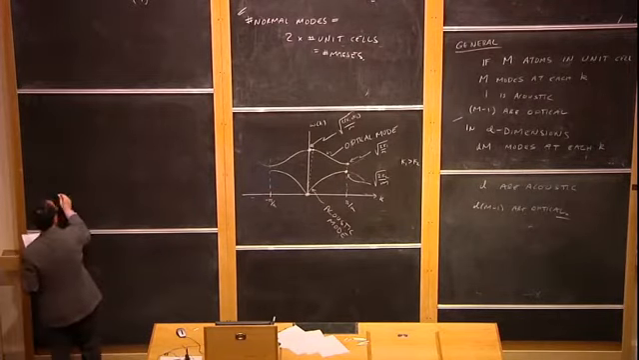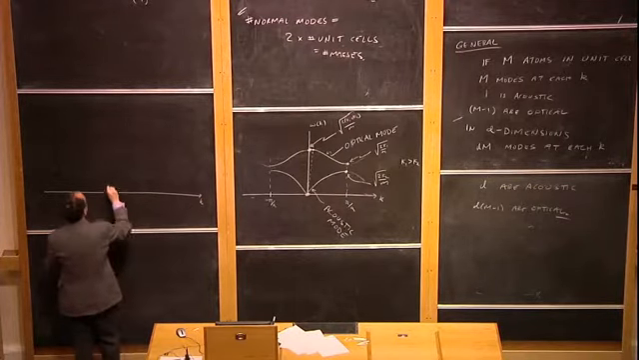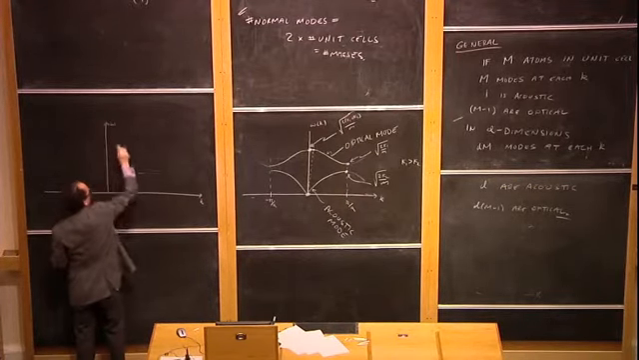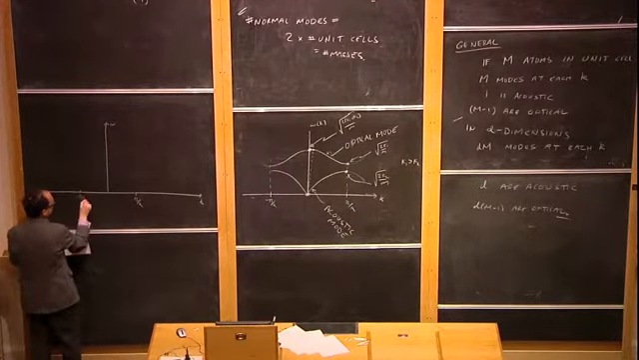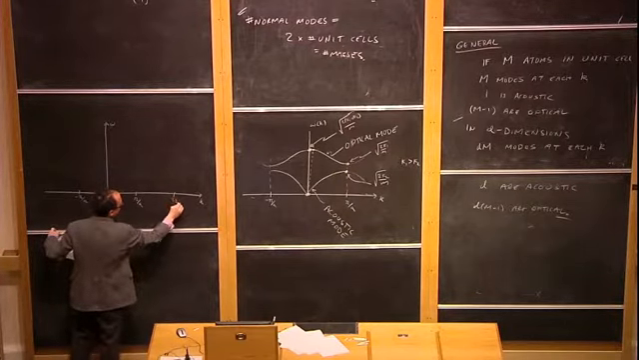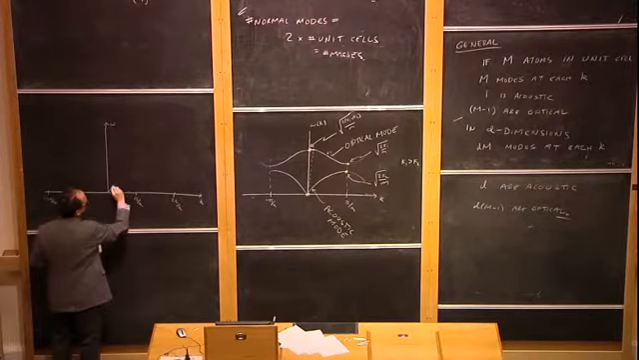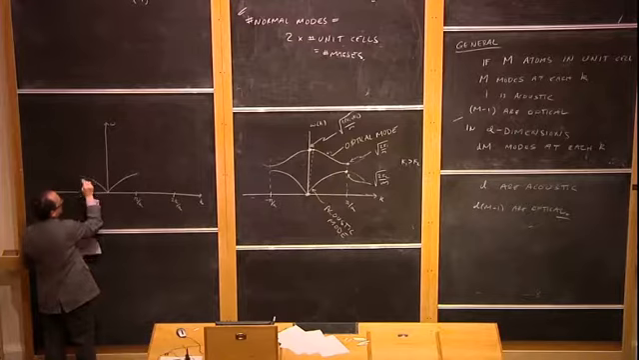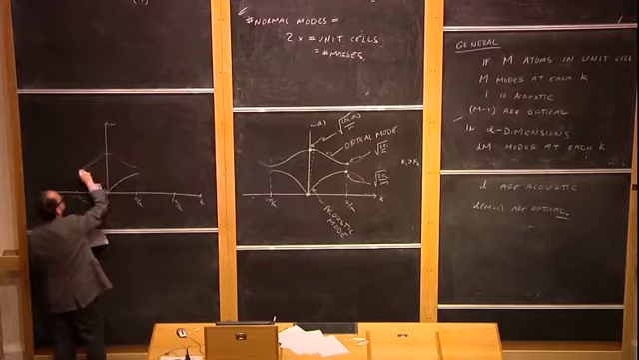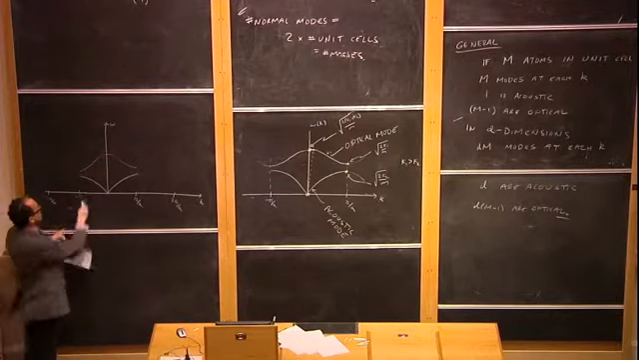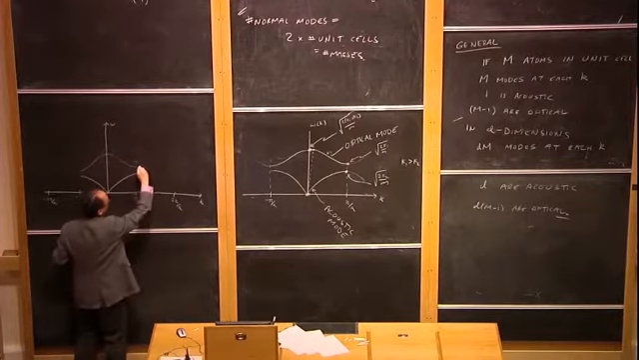Let me redraw this picture, except I'm going to draw it slightly differently. Here's k again, here's omega. And I'm going to put pi over a here, and minus pi over a here, and then 2 pi over a here, and then minus 2 pi over a here. I'm going to draw the acoustic mode just like I had it before. And then the optical mode, what we had before was something that looked like this. But I'm perfectly allowed to take this piece here and shift it by 2 pi over a and plot it instead here.